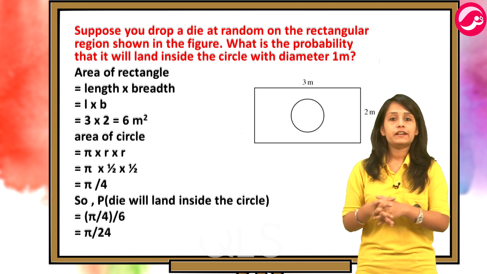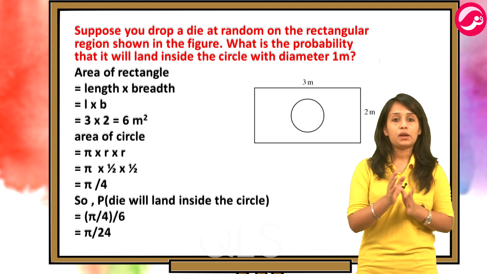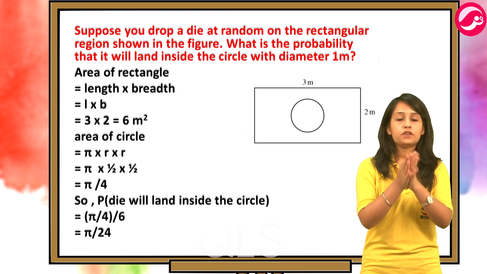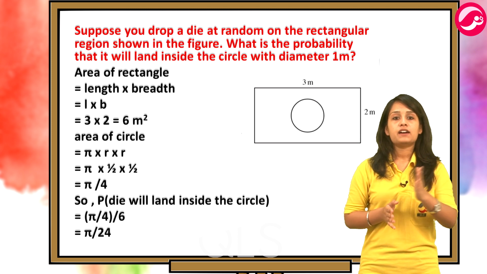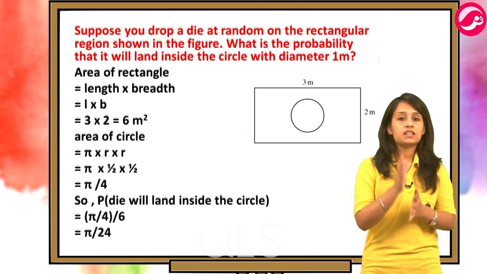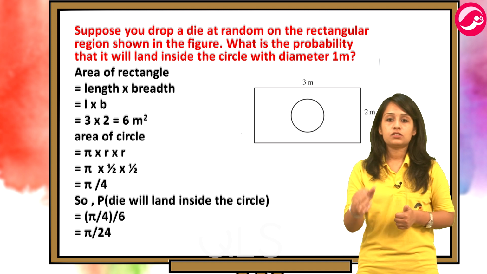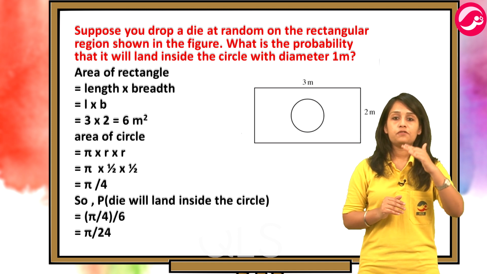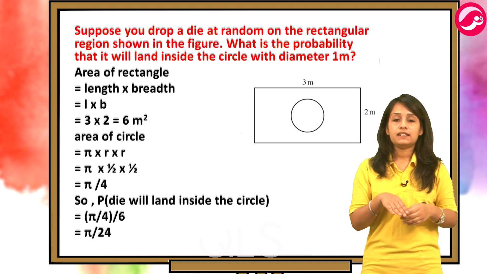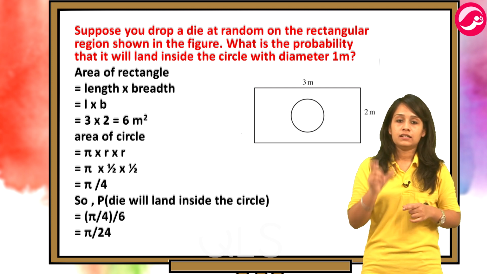अब area of circle find करेंगे, हमें given है diameter is 1 meter. So radius कितना हुआ, 1 by 2 meters. So area of circle हो जाएगा pi r square, that is pi into 1 by 2 into 1 by 2, that is pi by 4. So probability that the dice will land inside the circle is equal to pi by 4 divided by 6, that is area of the circle divided by area of rectangle, which is equal to pi by 24.